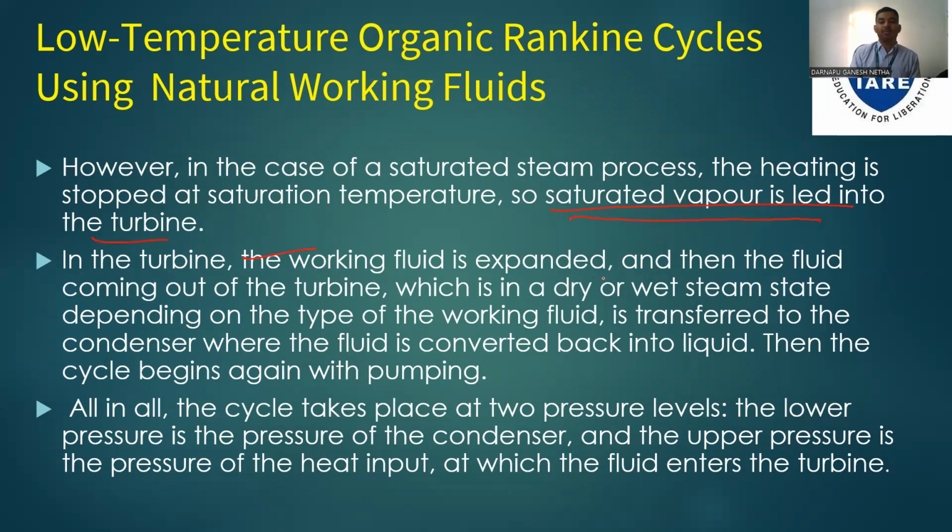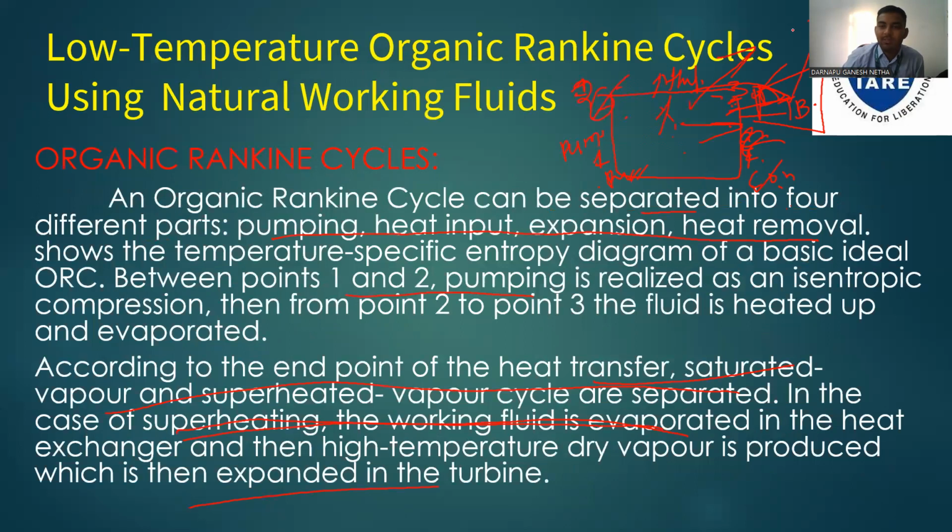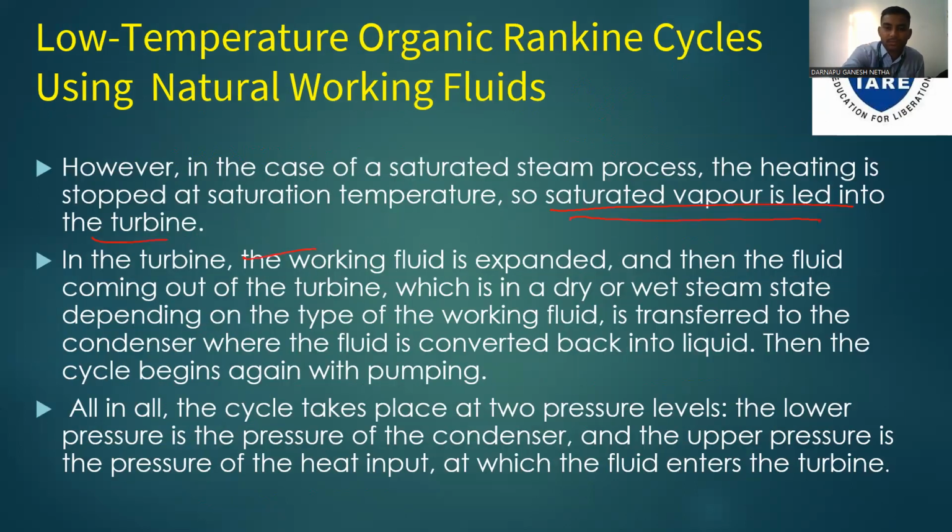In the turbine, the working fluid is expanded. Then the fluid coming out of the turbine, which is dry vapor depending on the type of working fluid, is transferred to the condenser, where the fluid is converted back into liquid. Then the cycle starts again with pumping, where the fluid comes back as liquid from the condenser.